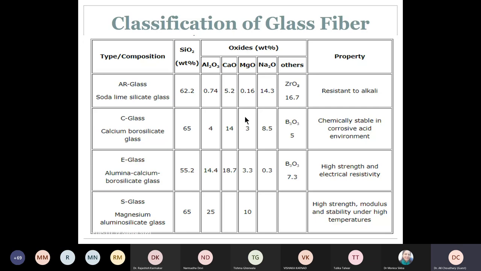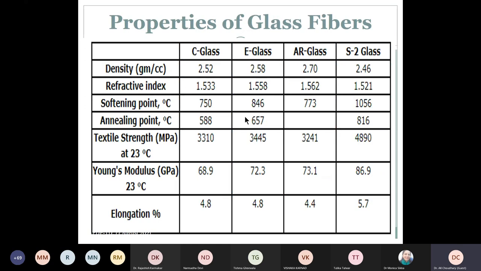And this is an overall view of different types of glass fibers: the RI, density, softening point, annealing point, and strength. That is quite high compared to the Young modulus, very high compared to other textile fibers.